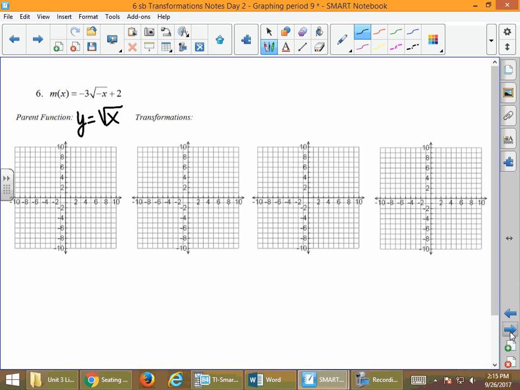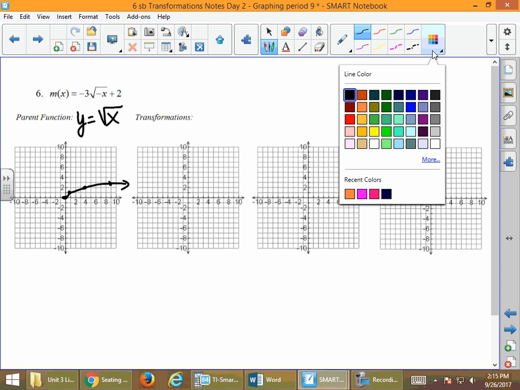But if you do remember the key points, square root of 0 is 0. Square root of 1 is 1. Square root of 4 is 2. Square root of 9 is 3. There's our square root function. But in this particular problem, we do have 4 transformations, and we can make this work for us. The first one's coming from the negative that's outside of the function.